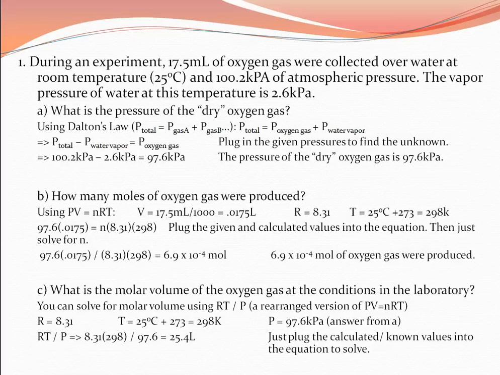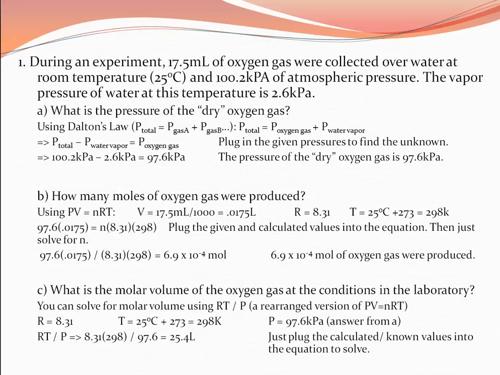Well, using Dalton's law, which is the pressure of the total gas equals the pressure of gas A plus the pressure of gas B, and so on, which for this particular problem would be P of the total equals P of oxygen gas plus the P of the water vapor in the oxygen gas. So in order to find the pressure of the dry oxygen gas, you subtract the pressure of the water vapor from the pressure of the total.